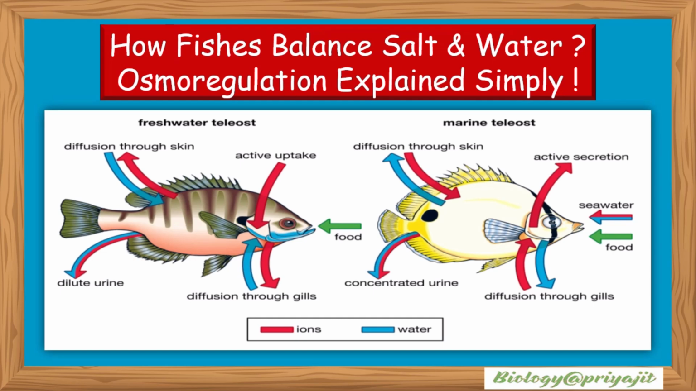Hello my dear students, in this video we will explore the topic of how fishes balance salt and water. It is the process basically known as osmoregulation. Osmoregulation is the physiological process by which organisms maintain the balance of water and electrolytes in their bodies, essential for survival in environments with varying salinities.